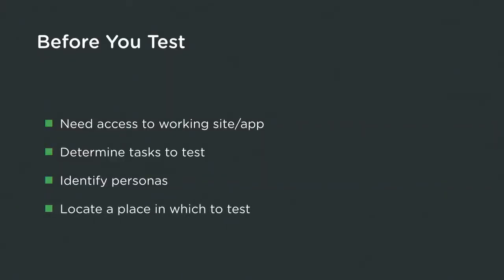Before you test, you want to locate a place in which to test. This is really important: you want to have a controlled environment in which to test. And what I mean by that is if you want to test in a public place, you're going to have distractions. If you're at the local coffee shop or on a bus or at a bus stop or out and about somewhere, you can get information from people and helpful feedback.